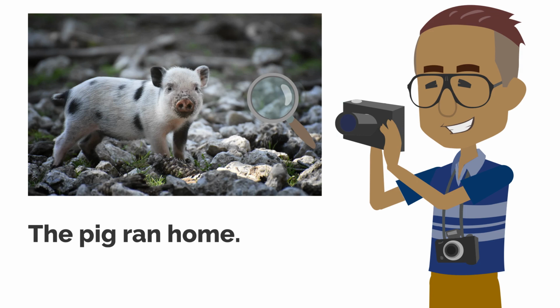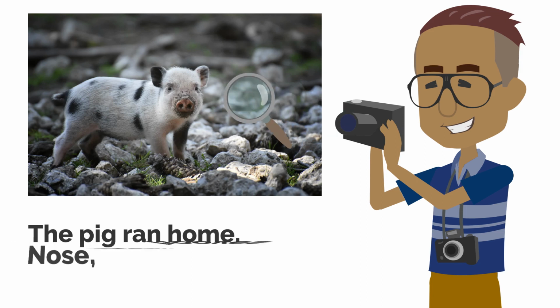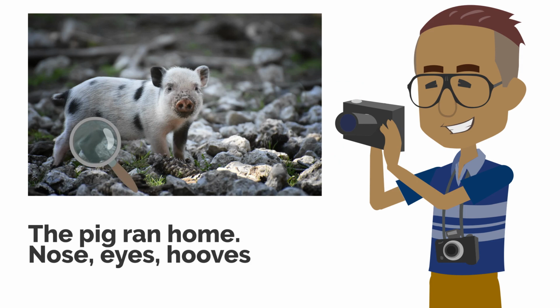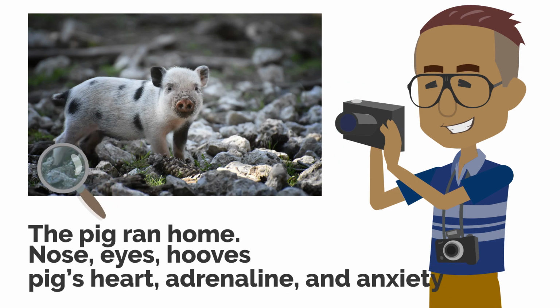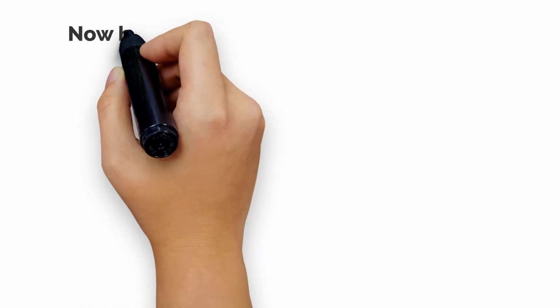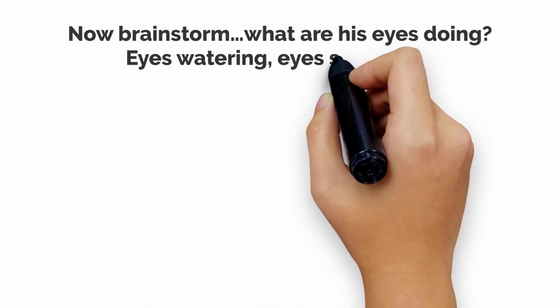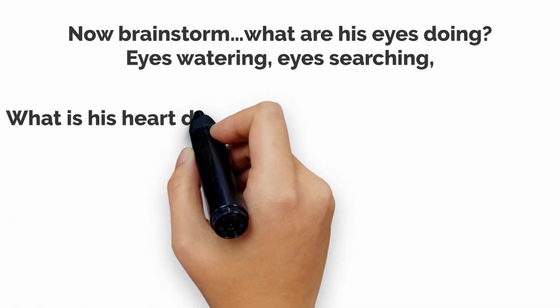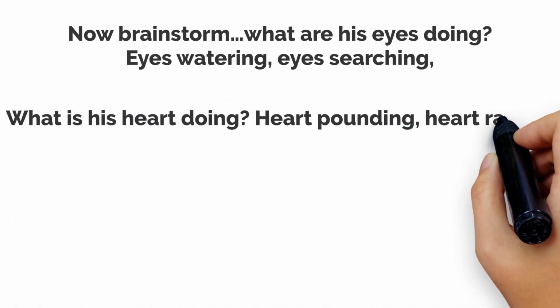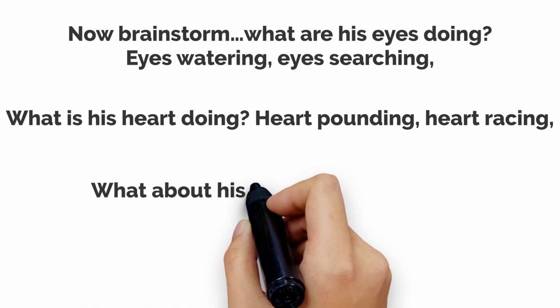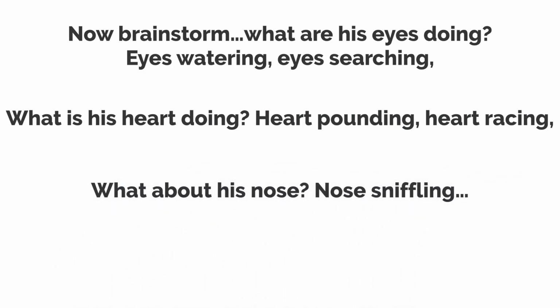Take inventory of all the nouns in the image. Nose, eyes, hooves. You can dig a little deeper as well. Maybe you want to make note of the pig's heart, adrenaline, and anxiety. Now brainstorm. What are his eyes doing? Eyes watering? Eyes searching? What is his heart doing? Heart pounding? Heart racing? What about that cute little nose? Nose sniffling? Now choose your absolute phrases for your sentence.